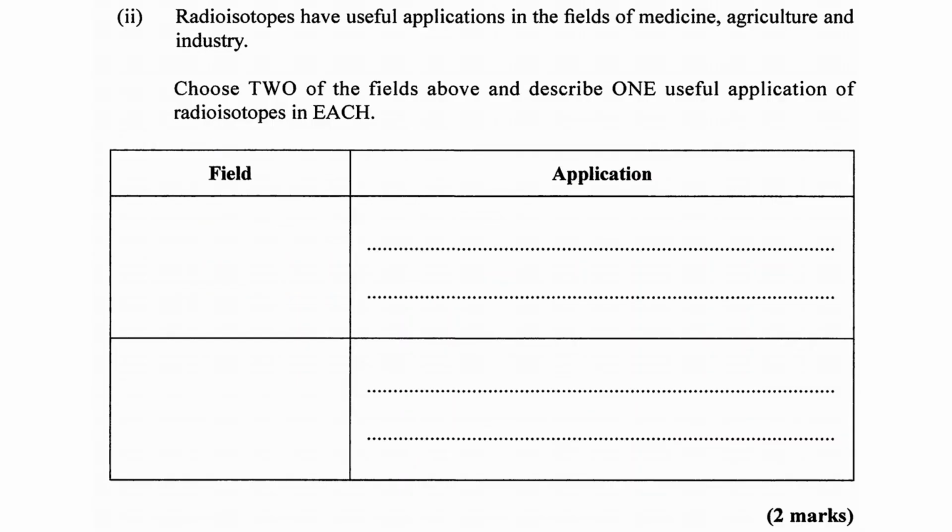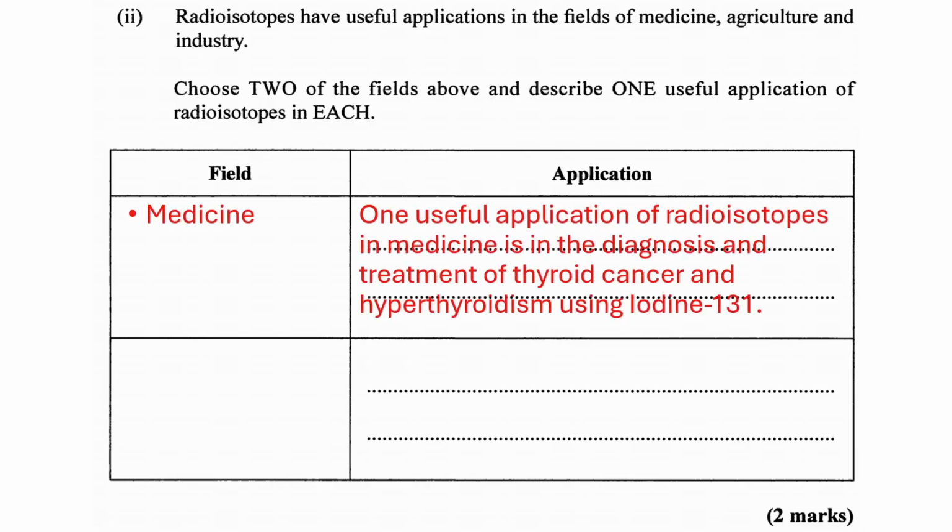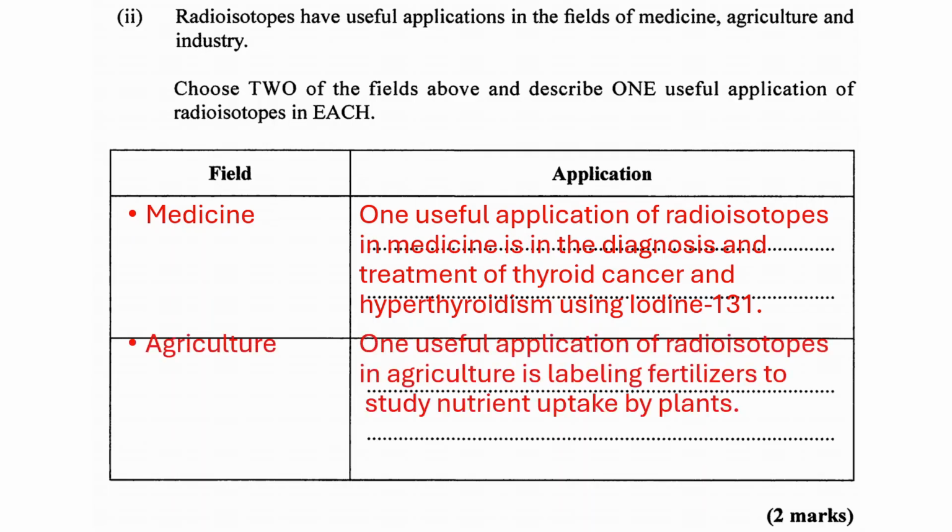Part 2 of Part B. Radioisotopes have useful applications in the fields of medicine, agriculture, and industry. Choose 2 of the fields above and describe 1 useful application of radioisotopes in each. So you could say, let's go for medicine. 1 useful application of radioisotopes in medicine is in the diagnosis and treatment of thyroid cancer and hyperthyroidism using iodine-131. In agriculture, 1 useful application of radioisotopes is labeling fertilizers to study nutrient uptake by plants.